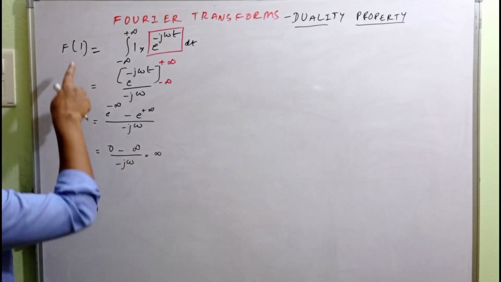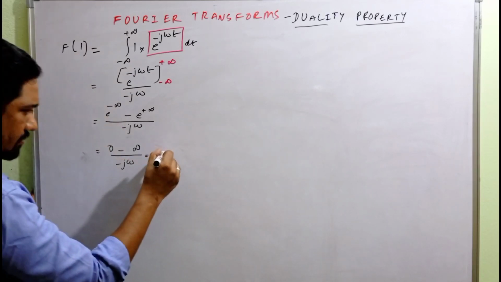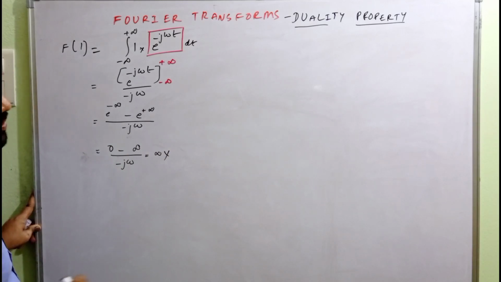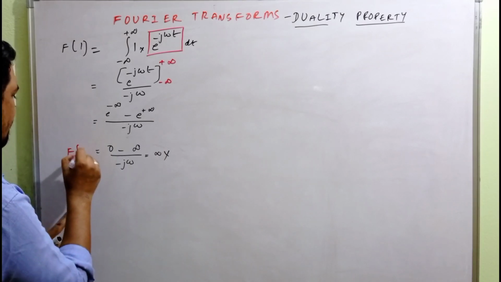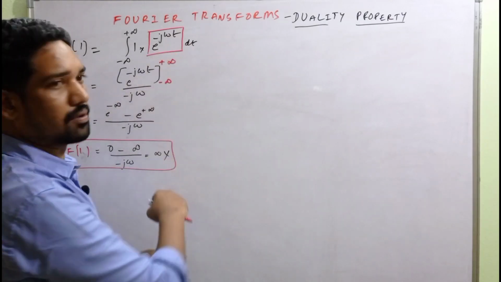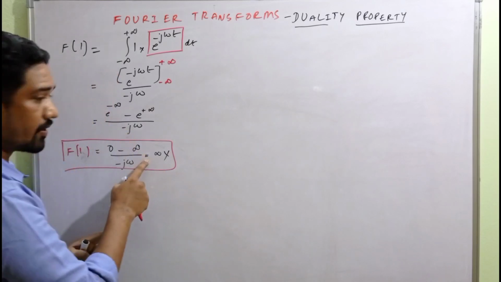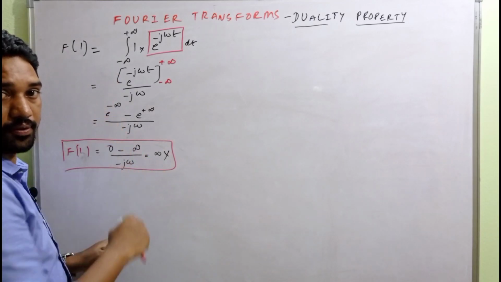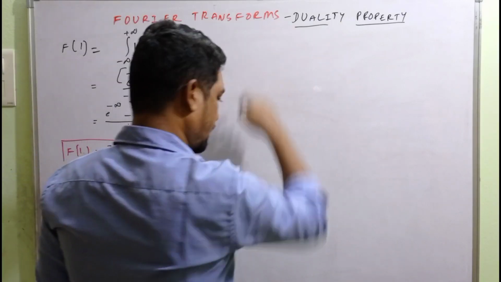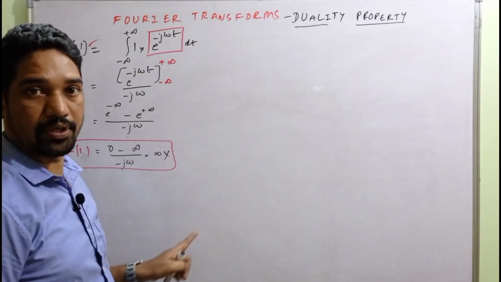But don't we have the Fourier transform of the constant 1? We have. Making use of the formula directly, it's not converging. But making use of the duality property, we can evaluate the Fourier transform of the constant. Not straight away, but making use of the duality property.